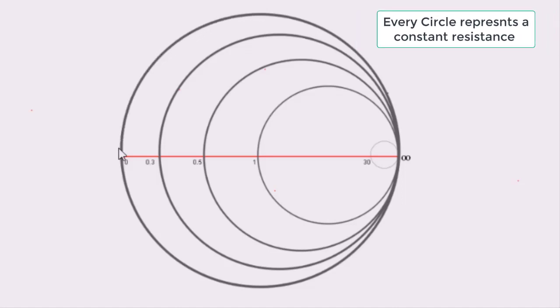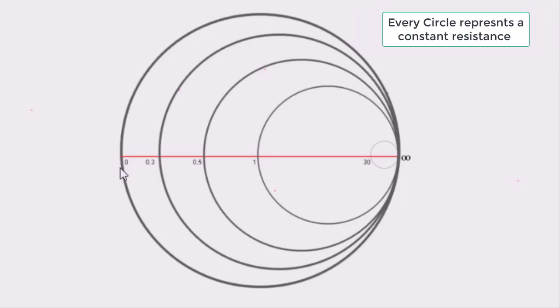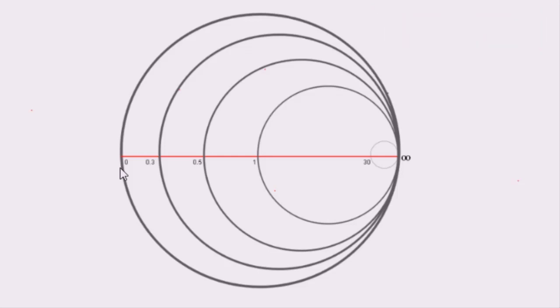But since you are moving, something is varying. That variation, from our earlier discussion, can be variation in the reactance, but since we have not shown any reactance curves here, we will not involve that part. But remember that moving on any of these circles means that the resistance is going to be fixed.